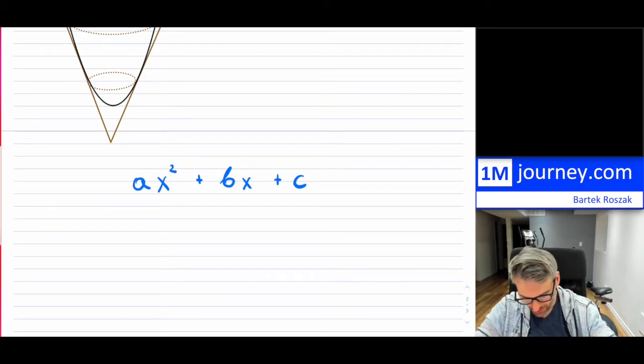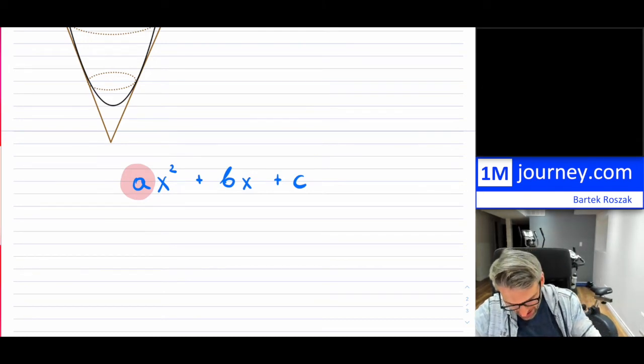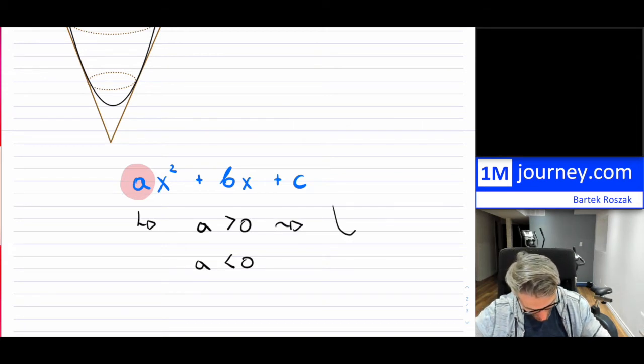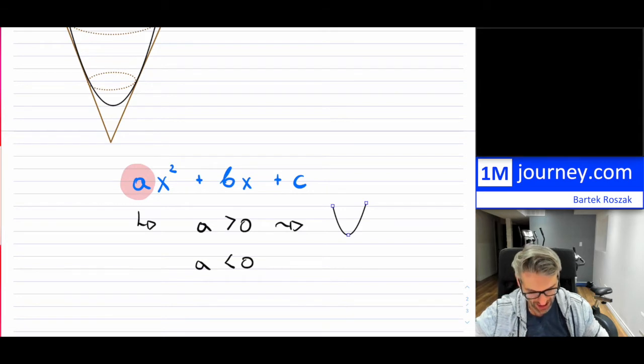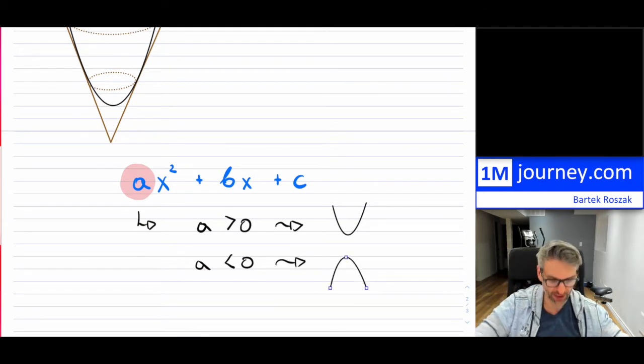Now, one of the properties is related to this a. So what happens to this constant a, which is in front of the x squared? This is second degree because it's a square on the x. That a is, again, either greater than 0 or less than 0. If it's greater than 0, it turns out that we have this nice parabola pointing upwards. If the a is less than 0, then you will notice that this parabola is actually pointing downwards.